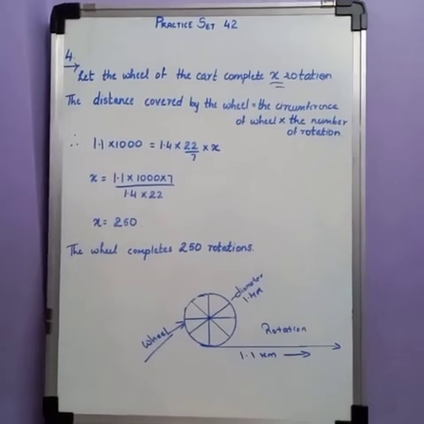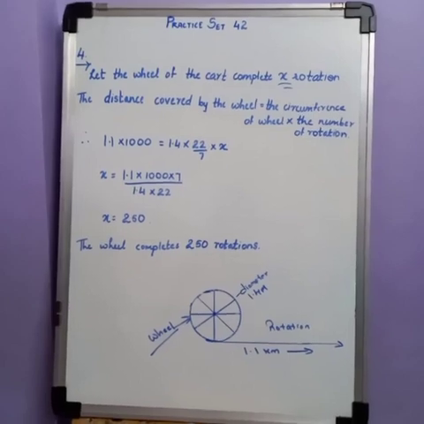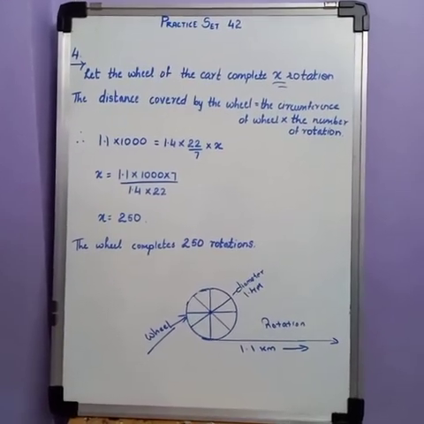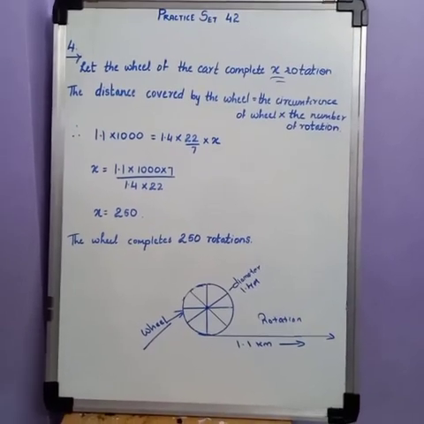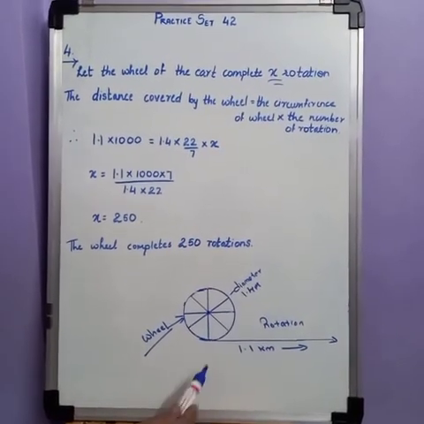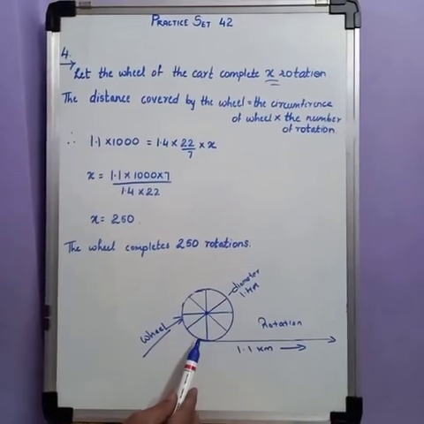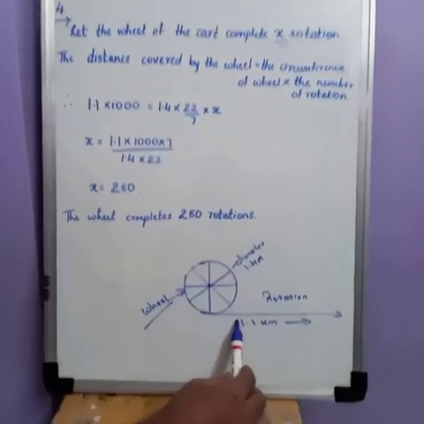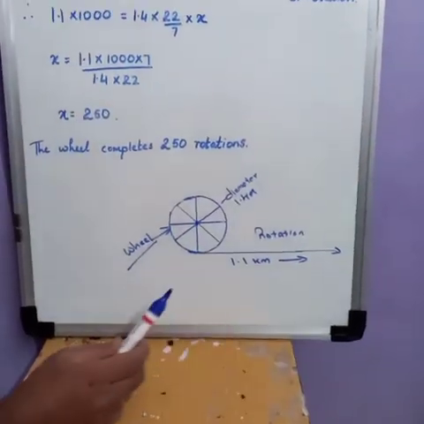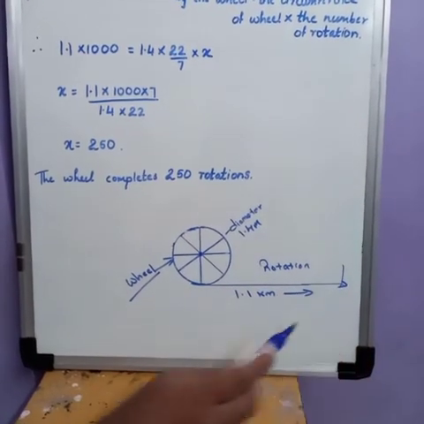Now we'll solve the fourth sum. The wheel of a bullock cart has a diameter of 1.4 meter. How many rotations will the wheel complete as the cart travels 1.1 kilometer? I'll show an example over here. Assume that this is a bullock cart wheel which has 1.4 meter diameter. This is the distance, 1.1 kilometer, to be traveled. So how many rotations will it take to reach 1.1 kilometer?